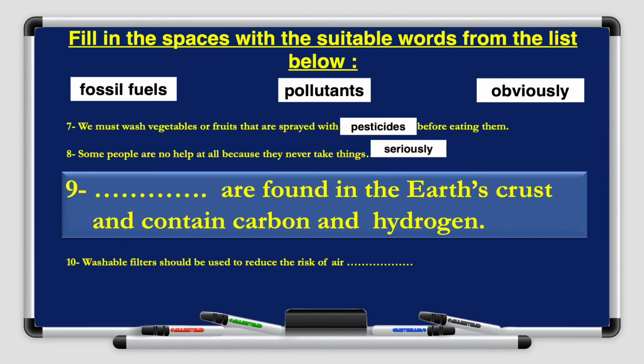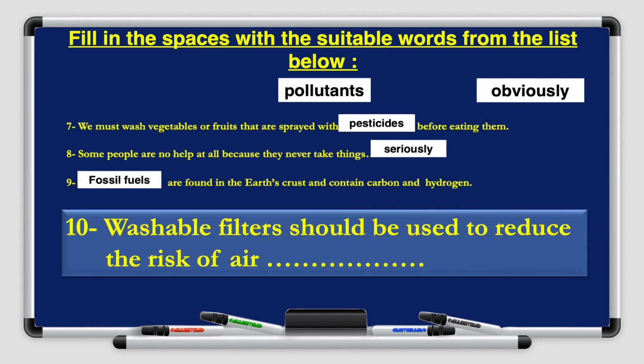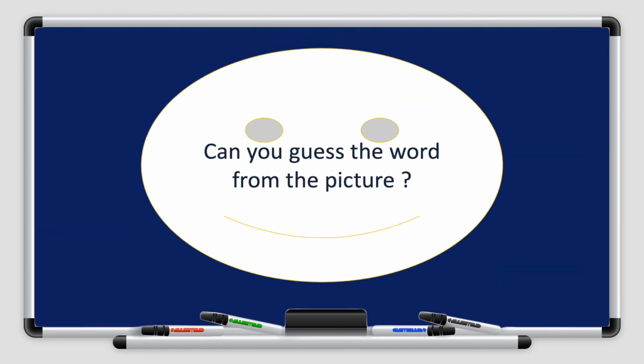Number 9, blank are found in the Earth's crust and contain carbon and hydrogen. They are found underground or in the Earth's crust. What are they? They are fossil fuels. Excellent job. Number 10. Washable filters should be used to reduce the risk of air pollutants. Obviously the answer is pollutants. Excellent job. Moving on to a different type of questions here.